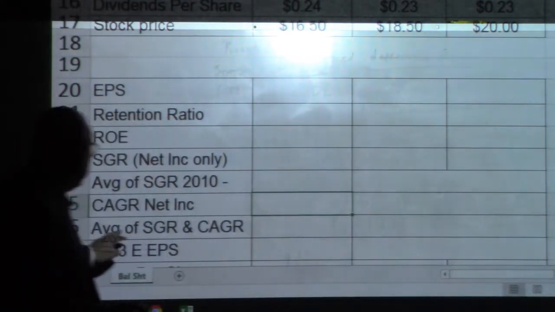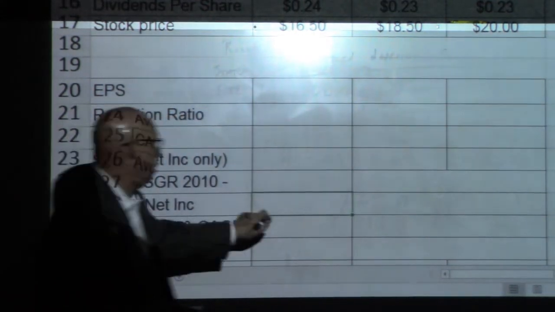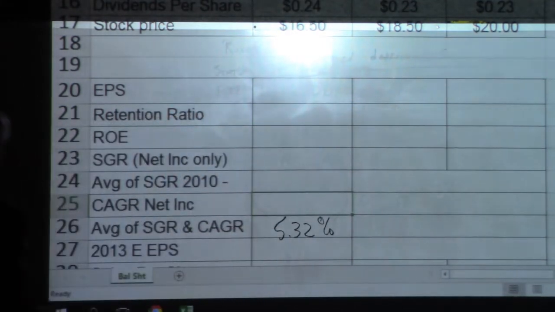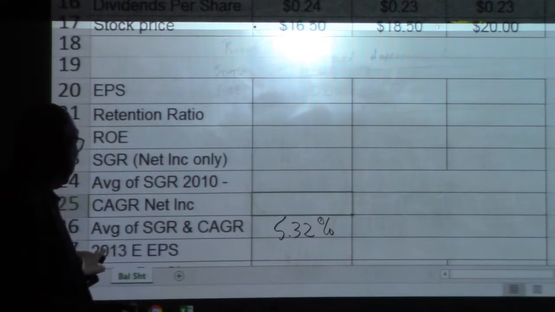So the average of SGR and CAGR is 5.32%. So let's save that. Average of CAGR and SGR, 5.32%. Okay, now let's forecast.